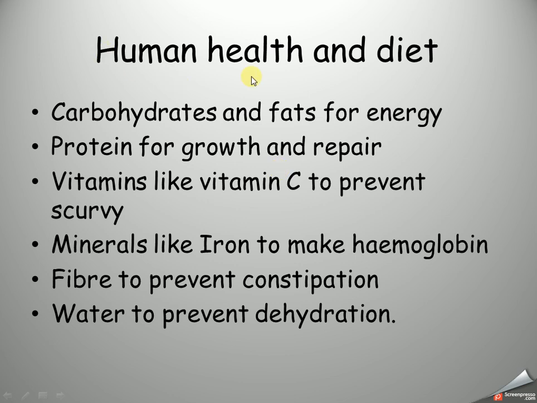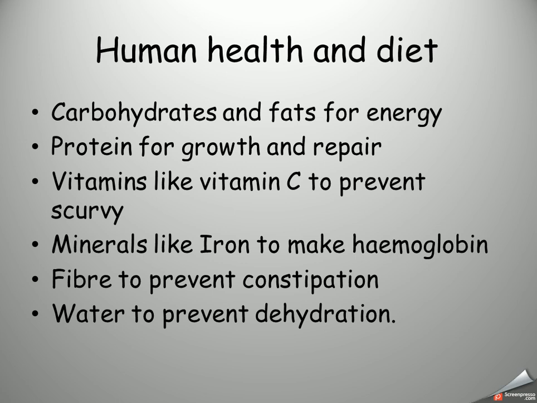Okay, now you need to know what different parts of the diet, what a balanced diet basically is, and why you need different parts and what they do. Now, carbohydrates, things like breads, pasta, potatoes, they are carbohydrates. Okay, and fats, things like fats and oils. They are there basically for energy. Okay, you need protein for growth and repair. So you need to grow and repair, and you need protein to do that.